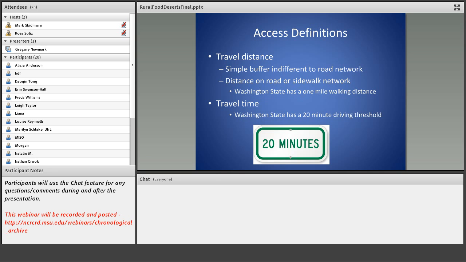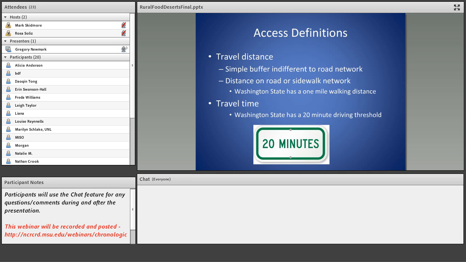And I particularly like Washington State's definition, so I'm showing them here. Washington State has a 1 mile walking distance, not a straight line distance. And they also focus on, as an alternative, travel time.